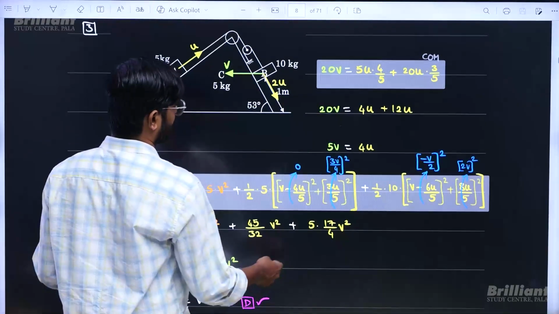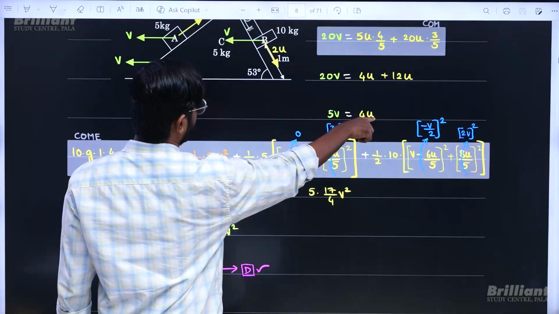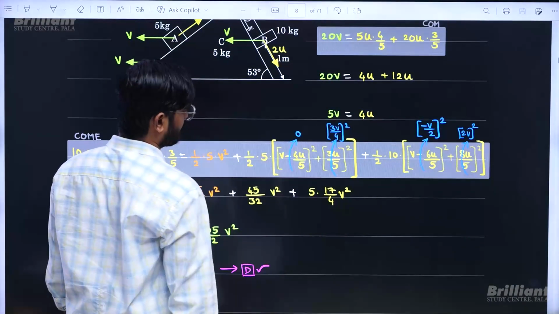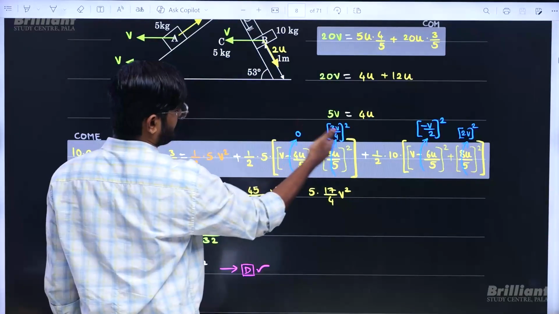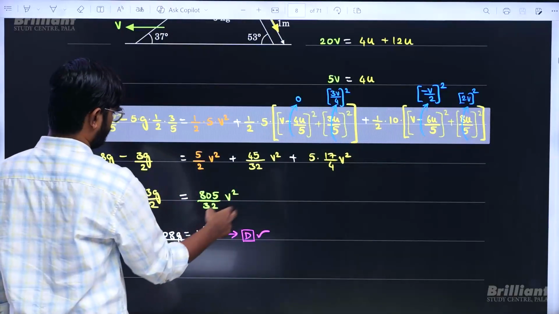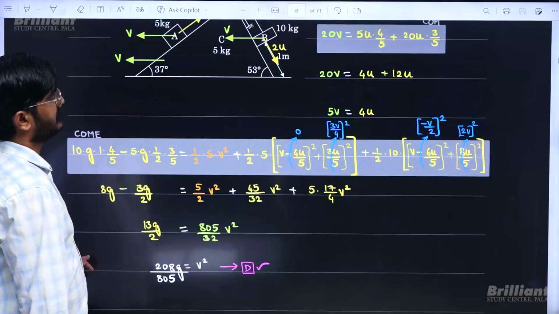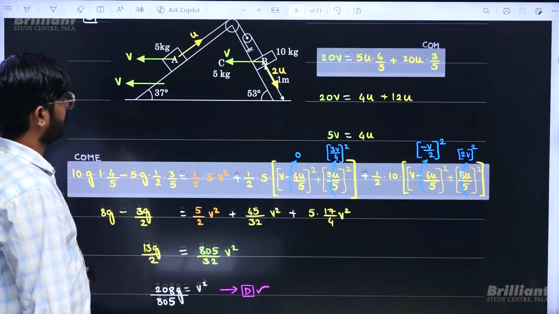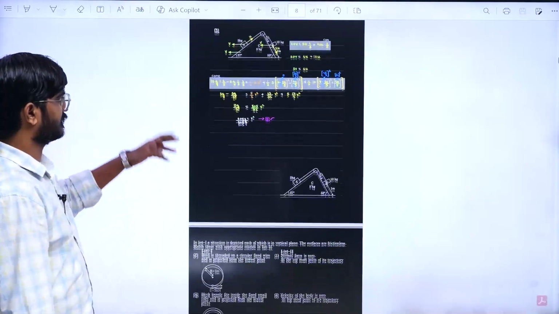Now we need to find what V is. So we will be substituting u. u is 5v by 4. When you substitute for u, this equation is going to become an equation with only v. Right. So we did momentum conservation and energy conservation. The wedge constraint was written there itself.